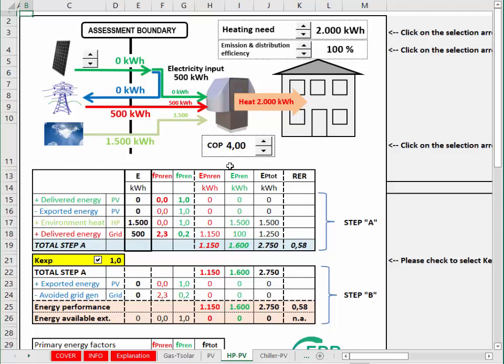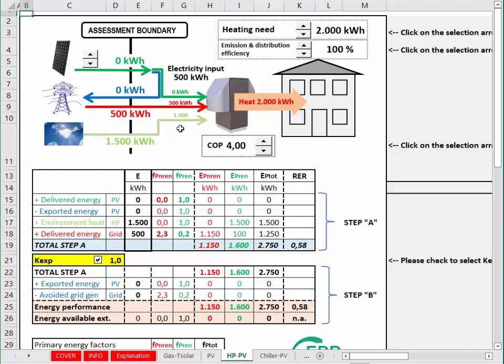Then you take into account a COP of the heat pump, and this results in electricity which is required by the heat pump. In this case, 2000 kilowatt hours divided by 4 is 500 kilowatt hours, which are provided now entirely by the grid. Then there is an additional energy flow which is heat captured from the environment.